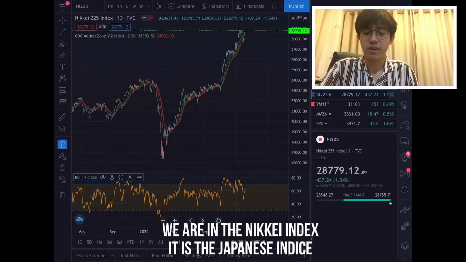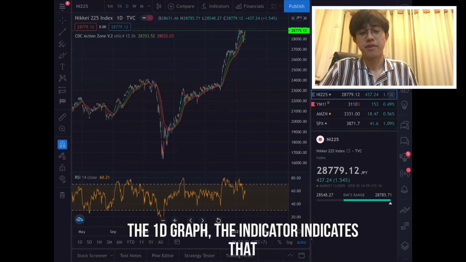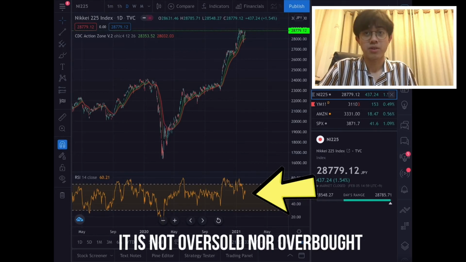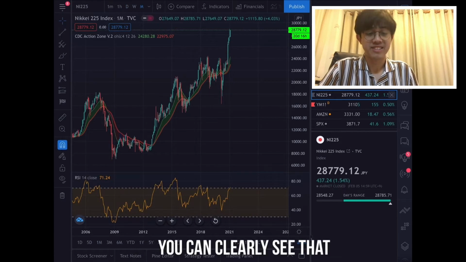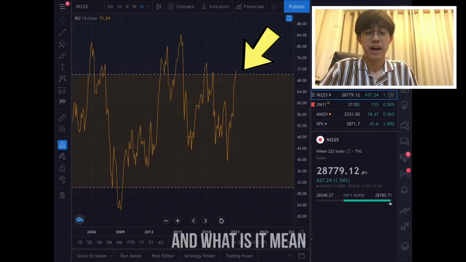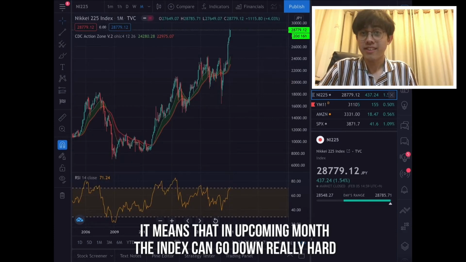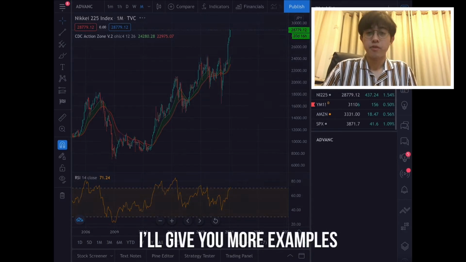Yeah, we are in the Nikkei index. It is a Japanese index, and you can see that in the day graph the indicator shows that it is not oversold, and it is also not overbought. But if you compare it to 1 month, you can clearly see that the Nikkei is now reaching the overbought zone. And what does it mean? It means that in the upcoming month, the index can go down really hard because it has reached the overbought zone.